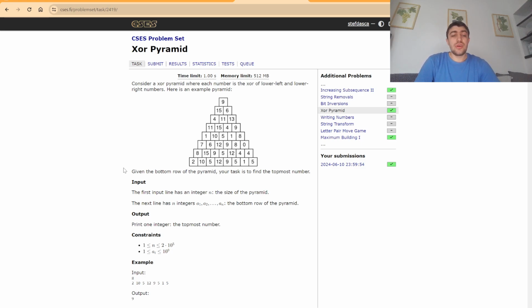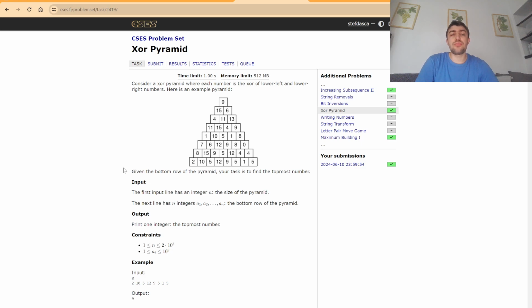We have around 200,000 numbers, and each number is up to 10 to the 9. And our goal is to find this number. Now, how do we proceed? First off, we can't construct the entire pyramid because the size of the pyramid is far too big. Maybe if n was up to something like 1,000 or 2,000, we could have done that. But given that n is up to 200,000, this is by no means possible. So we need to think of this problem differently.